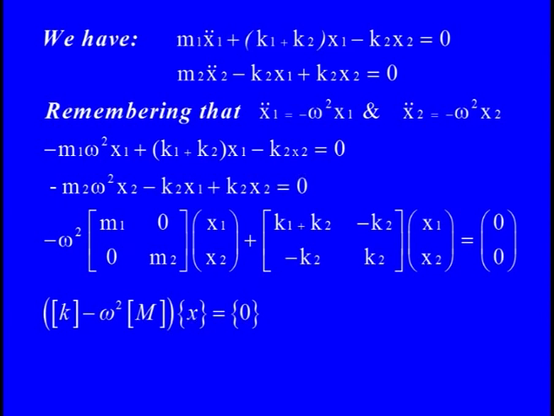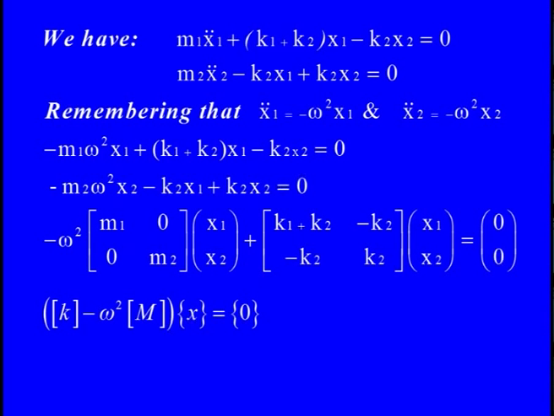So we can replace the acceleration now: x1 double dot is equal to minus omega square x1 and x2 double dot is minus omega square x2. When we keep these, we have the equation minus m1 omega square x1 plus (K1 plus K2) x1 minus K2 x2 in the first equation, and replacing x2 double dot with minus omega square x2, we have minus m2 omega square x2 minus K2 x1 plus K2 x2.